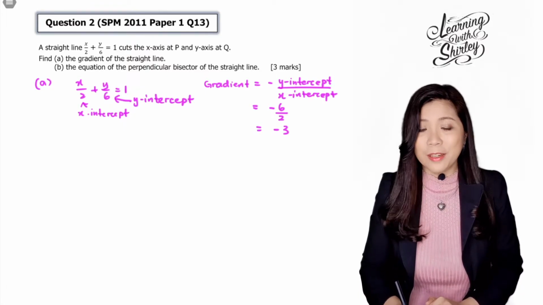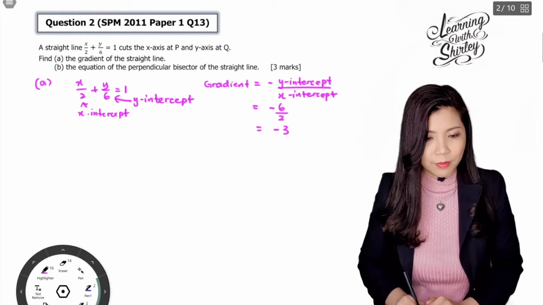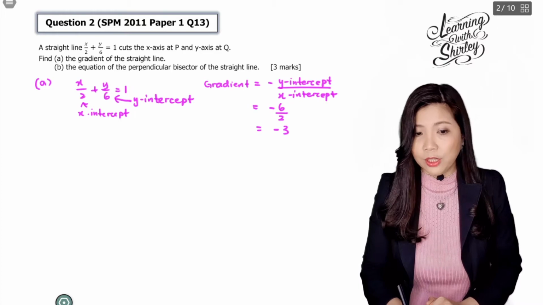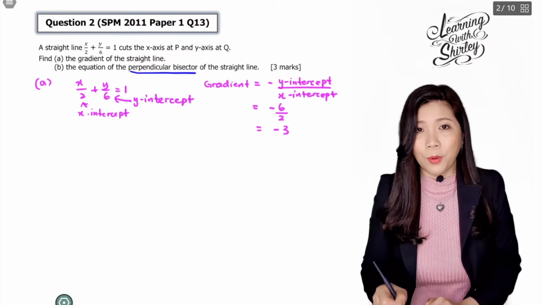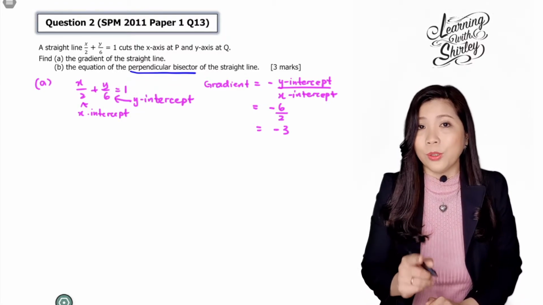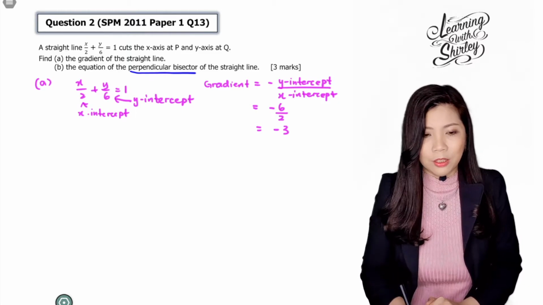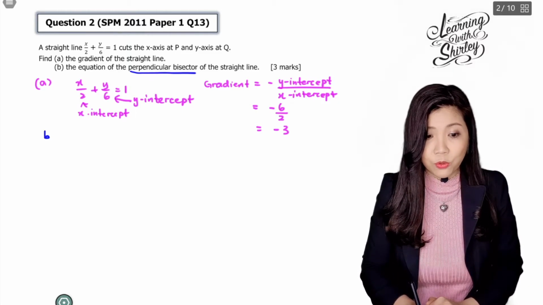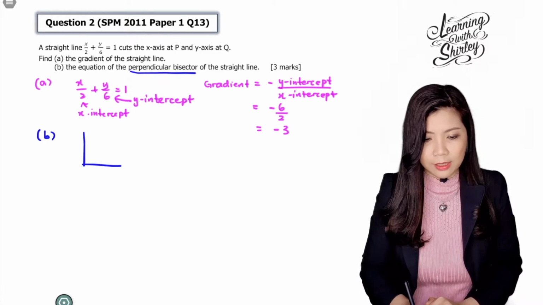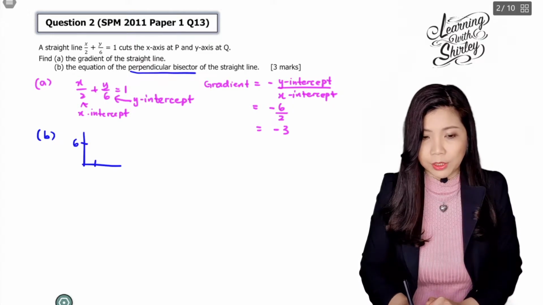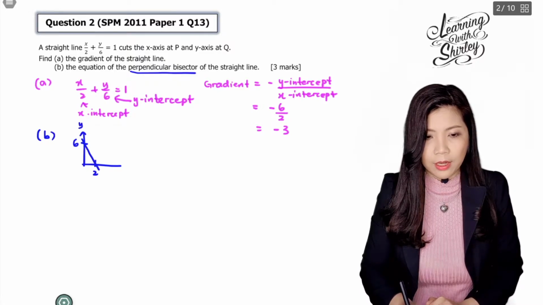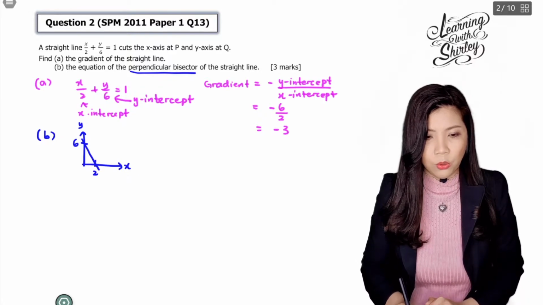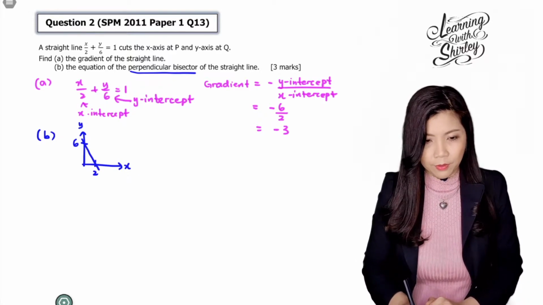Okay, now let's solve for B, the equation of the perpendicular bisector. The keyword is perpendicular bisector, which means we have to find the midpoint. And then after that, we're going to use m1 m2 equals negative 1 to find the gradient of the normal. So we try to sketch the graph first and see how it looks. We have the y-intercept is 6 and the x-intercept is 2. So we have a straight line over here, like that. This is the y and this is the x. So I'm going to find the midpoint for this line.